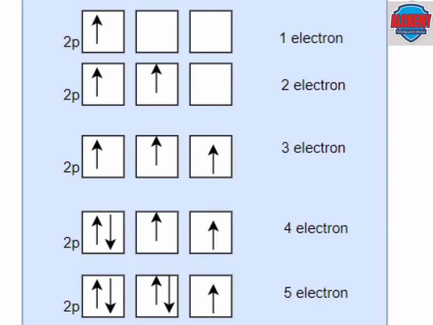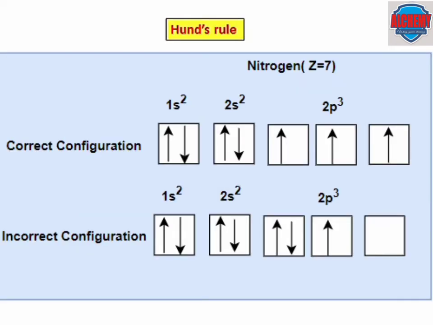Thus, according to Hund's rule, the 2p orbitals are filled in this manner. In case of 2p4, first 3 electrons will enter in each orbital and then the pairing occurs. Similar is the case of 2p5 orbital. First, 1 electron each enters the 3 orbitals and then the pairing occurs. Identify the correct set of electronic configuration. For nitrogen, the outermost electronic configuration is 2p3. According to Hund's rule, first 1 electron each will enter the orbitals and only then the pairing occurs. So, the first configuration is correct and the second one is incorrect.